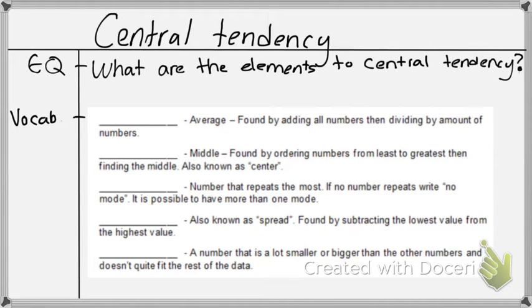First we have blank, which is the average, and we find that by adding all the numbers and then dividing by the amount of numbers. Another word for average is mean. The next one is the middle, and it's found by ordering numbers from least to greatest, then finding the middle, also known as the center. That's going to be the median.